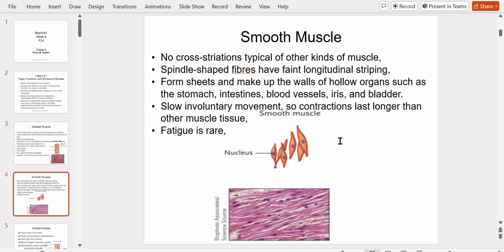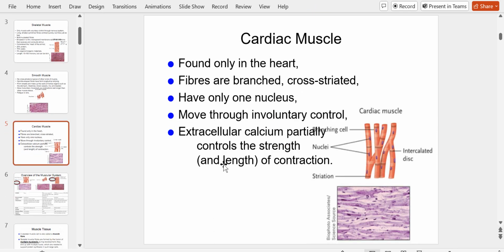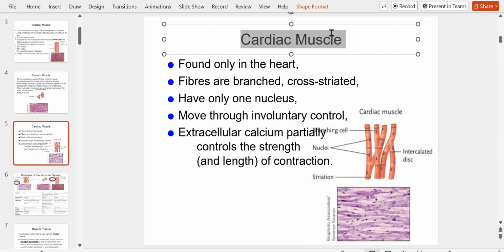And the whole idea there that this muscle propels that banana through our digestive system, it doesn't have to have a huge amount of force. And fatigue is rare. So it doesn't really get tired. So it's the exact opposite of skeletal muscle. Smooth, skeletal, opposite. And then here we have kind of the combo of the two, cardiac muscle.